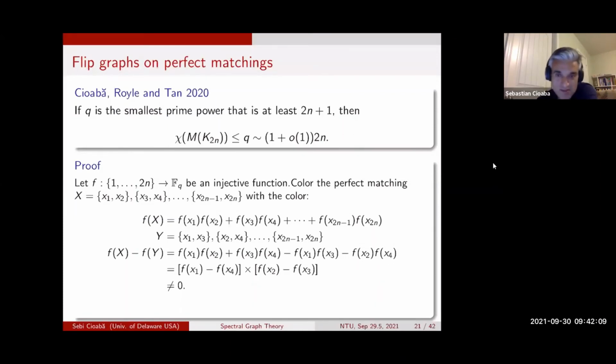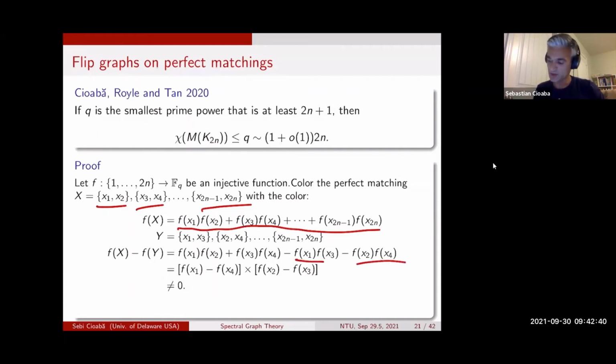You embed these vertices into some finite field, the smallest finite field that can have them, and then if your perfect matching is of this form, you color that perfect matching with this function, where f is the injection into that field. And when you flip, only two entries from that coloring have changed, and so when you subtract the colorings, you get the product of two non-zero entries, and in a field it has to be non-zero.